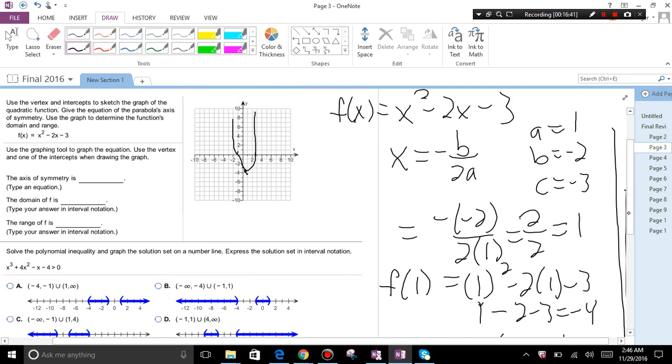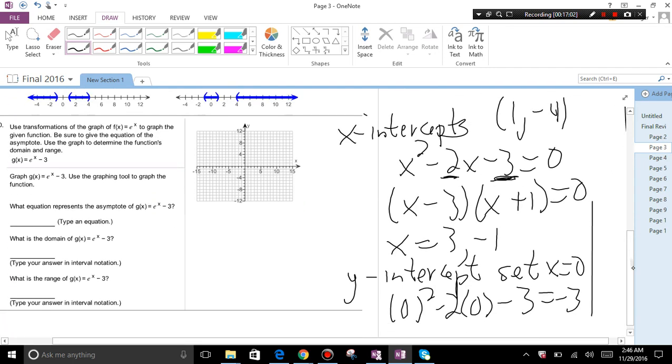For this question in general, the axis of symmetry is x equals 1. The domain is -infinity to infinity. The range is the lowest y value, which is the y-coordinate of the vertex, -4 to infinity, with a bracket around the -4.